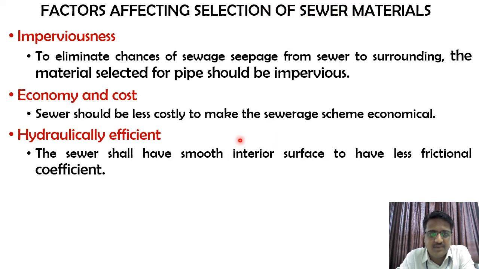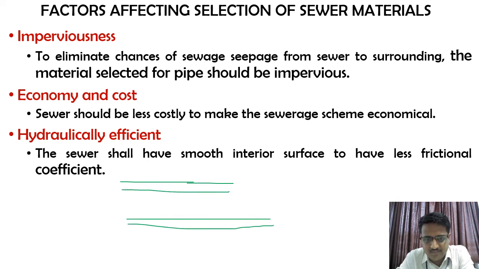Next we have imperviousness. To eliminate the chance of sewage seepage from the sewer to the surroundings, the material selected for the pipe should be impervious. The best example I can give you is two things. One is your brick sewer, imagine these are the bricks, and one more is your cast iron sewer.